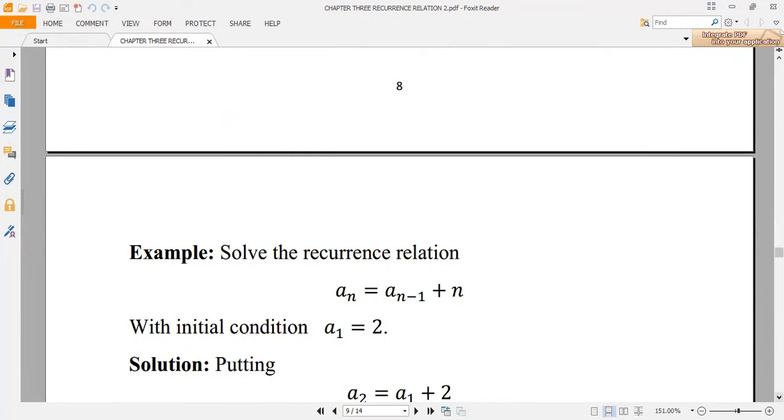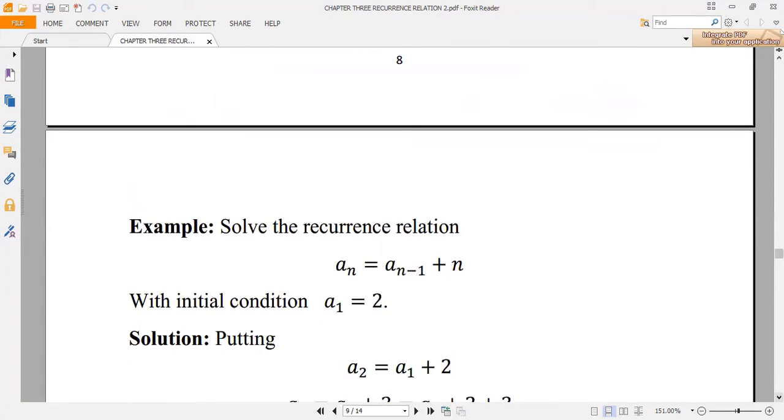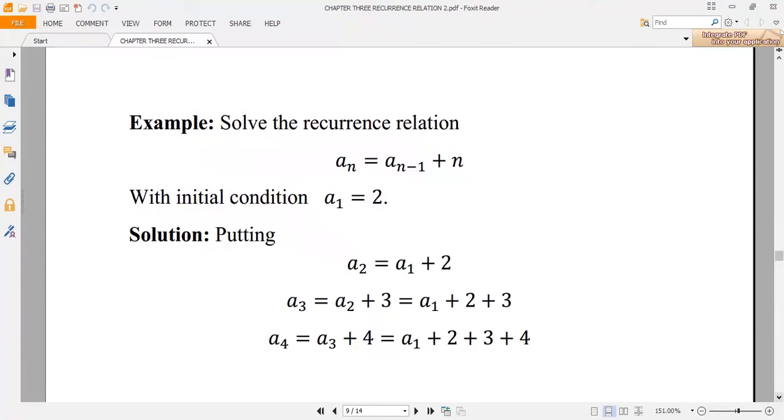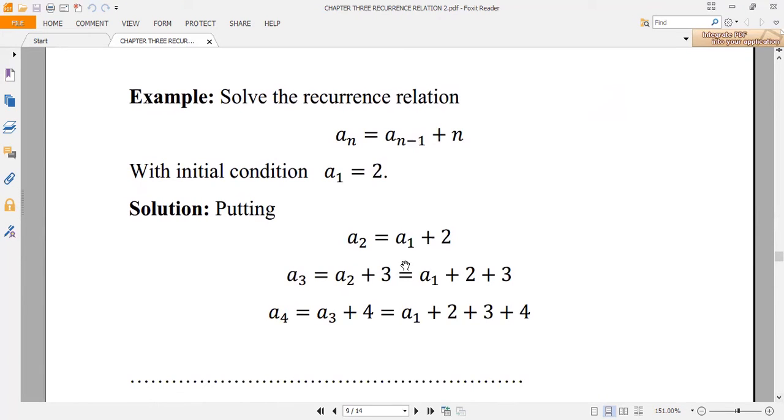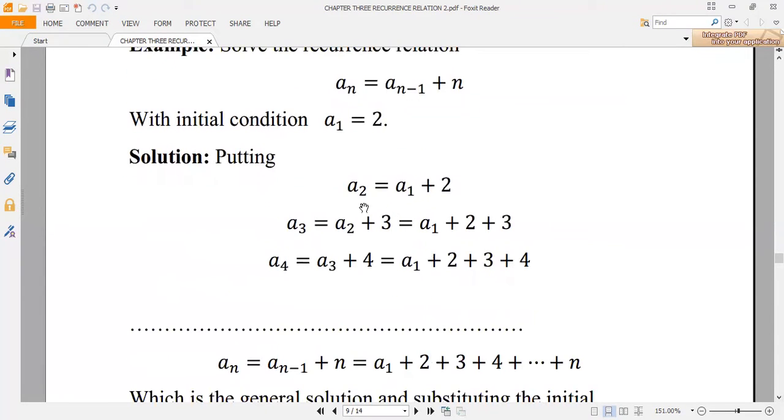Solve the recurrence relation, an, which is equal to an minus 1 plus n with the initial condition a1 is equal to 2. Similarly, substituting n is equal to 1, 2, 3, up to n, we will get the closed form solution for this recurrence relation. So when n is equal to 2, a2 is equal to a1 plus 2. When n is equal to 3, a3 is a2 plus 3, but a2 is a1 plus 2, so which is a1 plus 2 plus 3.